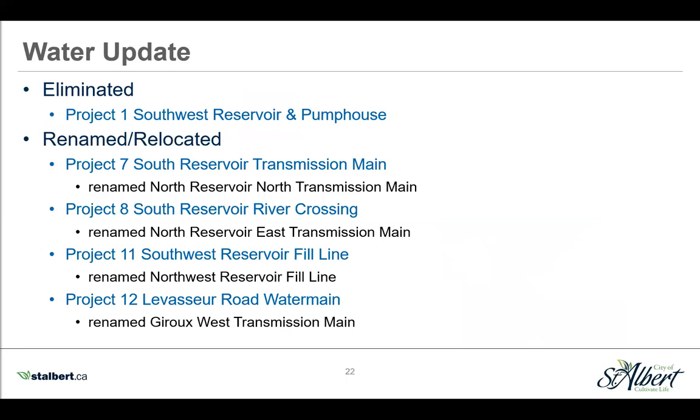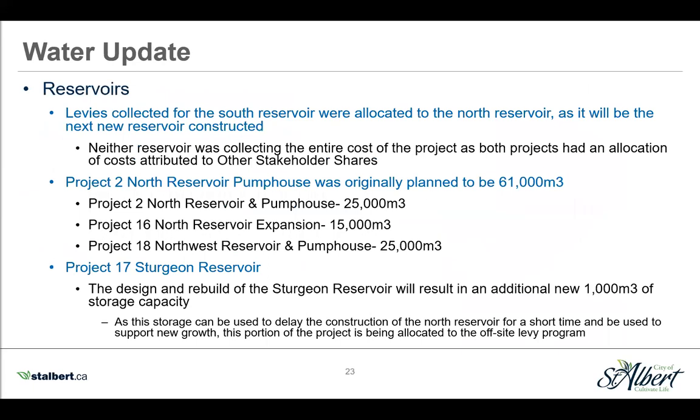So the following projects were either eliminated or renamed and relocated as their function remained the same. Project 1, the Southwest Reservoir, was eliminated. Projects 7, 8, 11, and 12 were all renamed. As I just showed, the South Reservoir has been eliminated. Because the offsite levy rates were collecting levies for both the South and North Reservoirs, any levies collected to date for the South Reservoir were allocated to the North Reservoir, as it will be the next reservoir constructed. So I worked with Corvus directly on that to make sure I did it correctly.